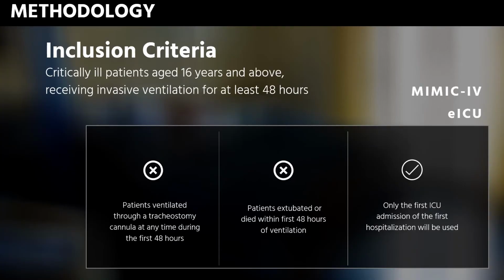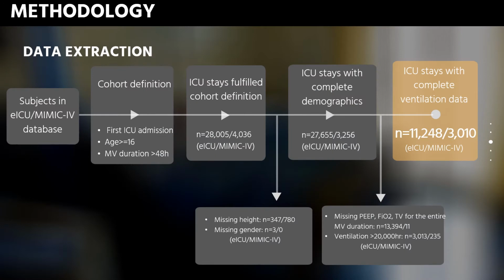We included critically ill patients aged 16 years and above, receiving invasive ventilation for at least 48 hours. Only the first ICU admission or the first hospitalization for each patient was included. We excluded any patient who had tracheostomy operation or was extubated or died during the first 48 hours. This is a patient flow chart from the two databases. After excluding patients who are missing demographic and ventilation data, we ended up with around 11,000 patients in the eICU cohort and 3,000 patients in the MIMIC-4 cohort.